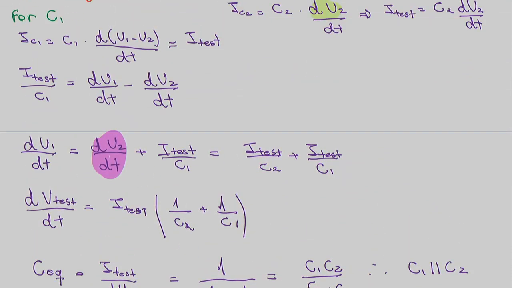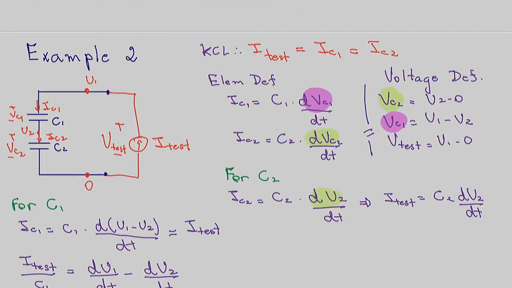Go ahead. Why did we assume that ITest is equal to I1? Because we have two components here that are connected in series, right? Okay, that makes sense to me. Yeah. I'm seeing that now. And that's why we chose to apply ITest, not VTest, in the first place. Because it simplifies things, right? Yeah.